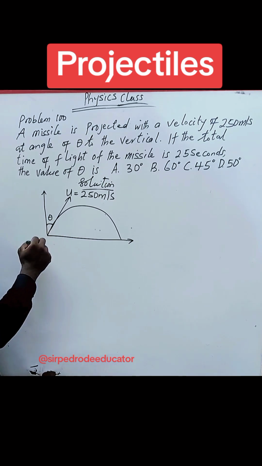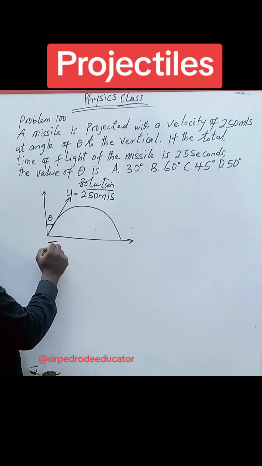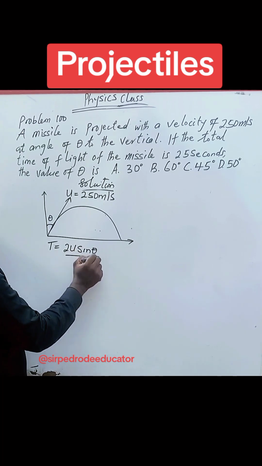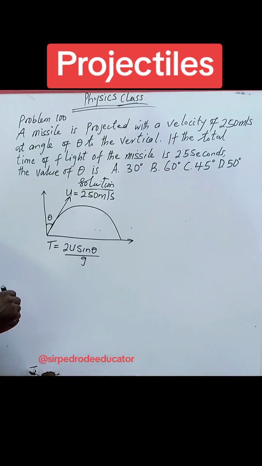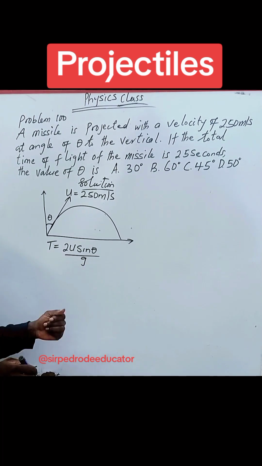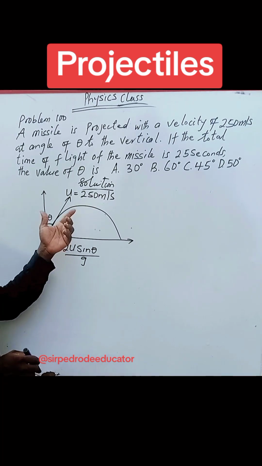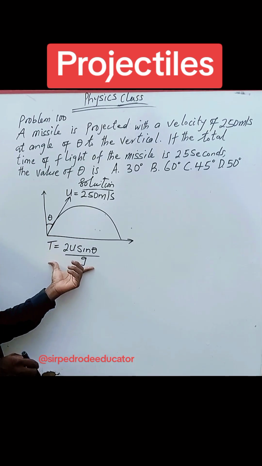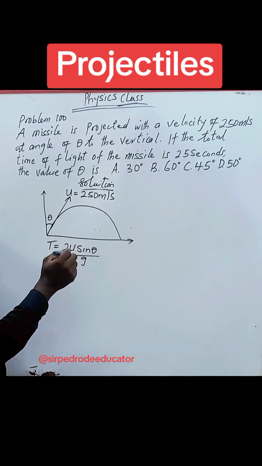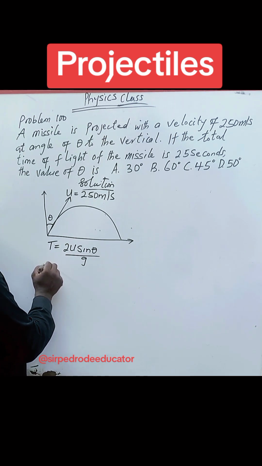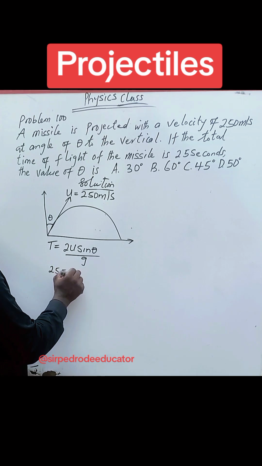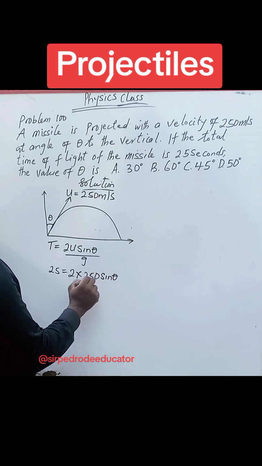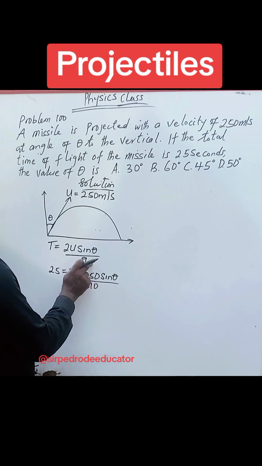All right, so quickly, time of flight is 2u sine theta all over g. So this is the total time of flight. If you substitute directly these values and solve, time of flight 25 equals 2 times 250 sine theta all over 10. The value for g is 10.